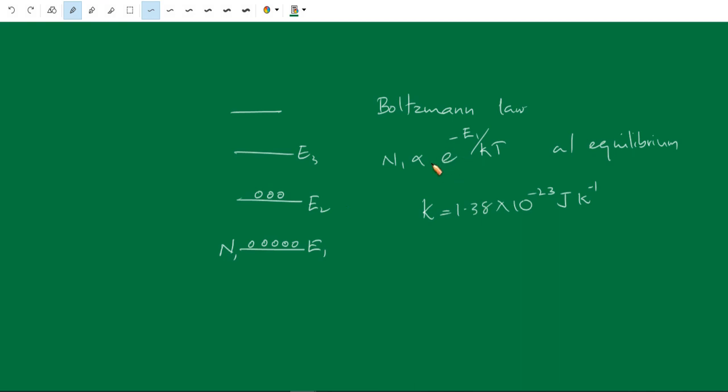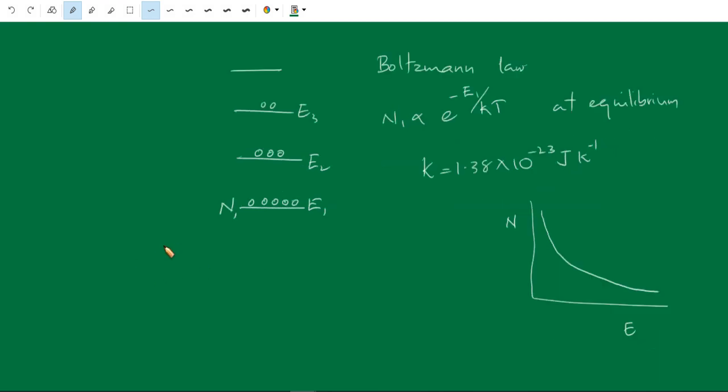Here there is an exponential dependence. So if we plot this graph with energy E on one axis and the number of particles per unit volume on the other axis, we get an exponentially decaying curve. As energy increases, the number of particles exponentially decreases. In the lowest energy level there will be more particles, and as the energy increases, the number of particles reduces. So this is the Boltzmann distribution law.